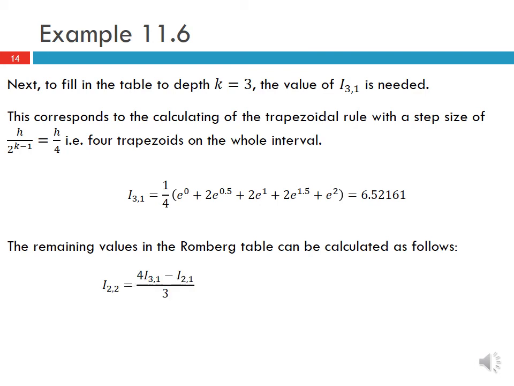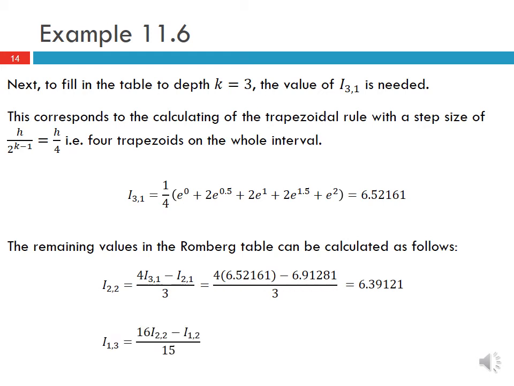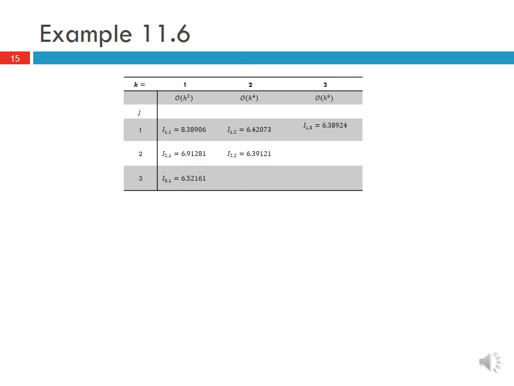So I22 is the linear combination of I31 and I21, which is equal to the value shown here. And then I13 is equal to the combination of our two fourth order estimates. So 16 I22 minus I12 over 15, which is equal to the value shown here. So this is what it looks like in the table.